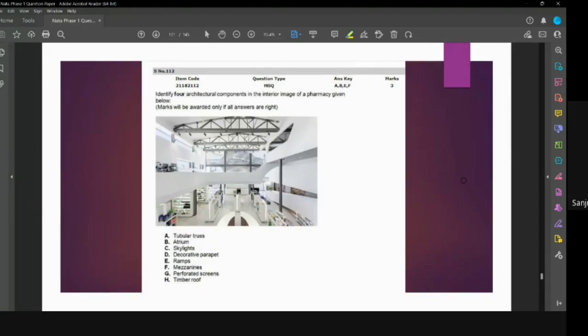Identify 4 architectural components in the interior image of a pharmacy given below. Marks will be awarded only if all the answers are right. So, the image below is an interior image of a pharmacy. We're supposed to identify 4 architectural components. So, firstly, we see the tubular truss. Then we see the atrium. And then we can see the ramp. Also, a mezzanine floor. So the answers are A, B, E, and F.